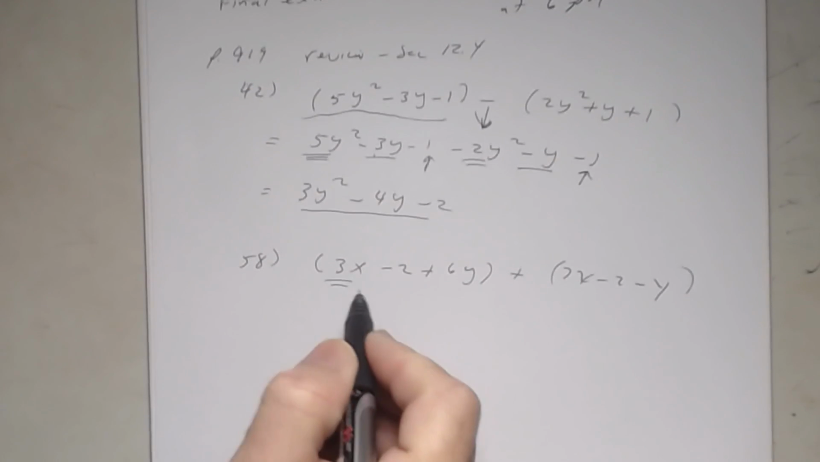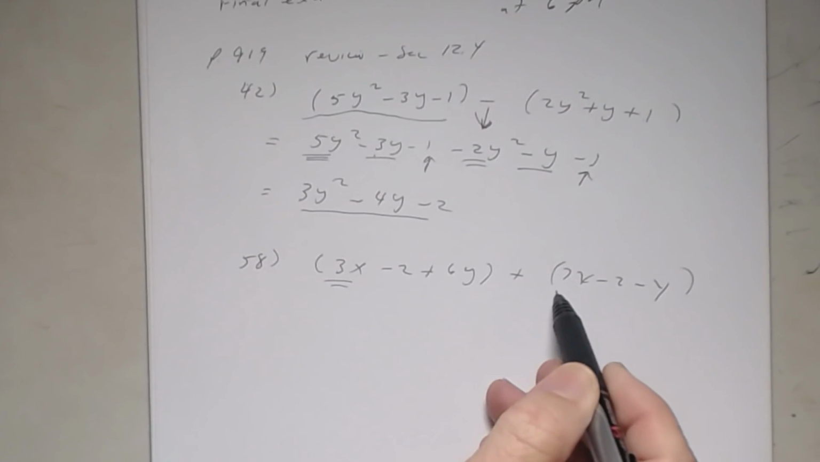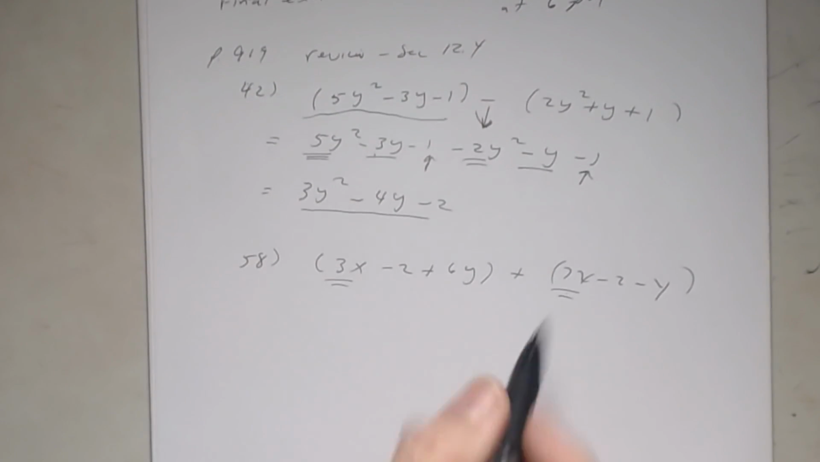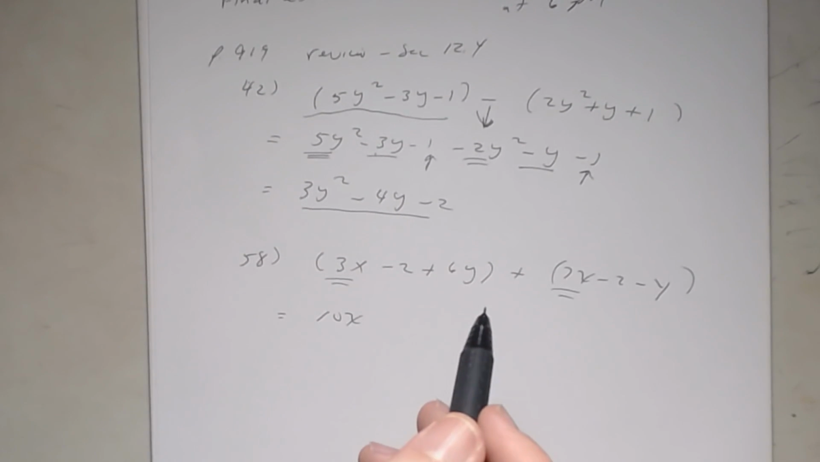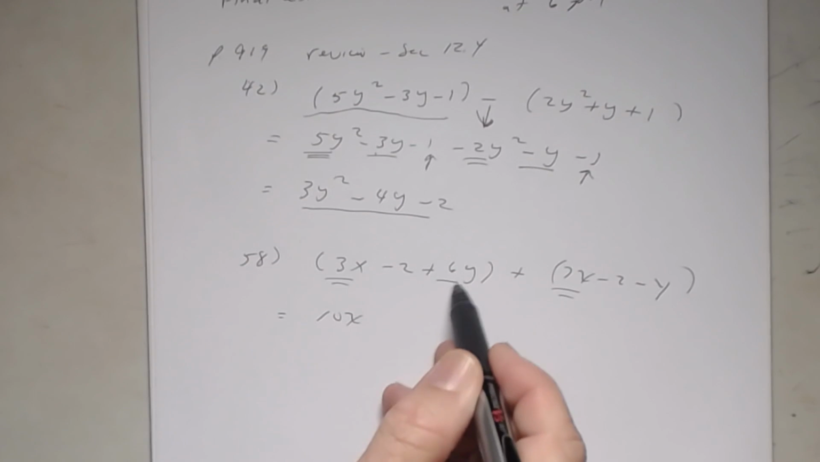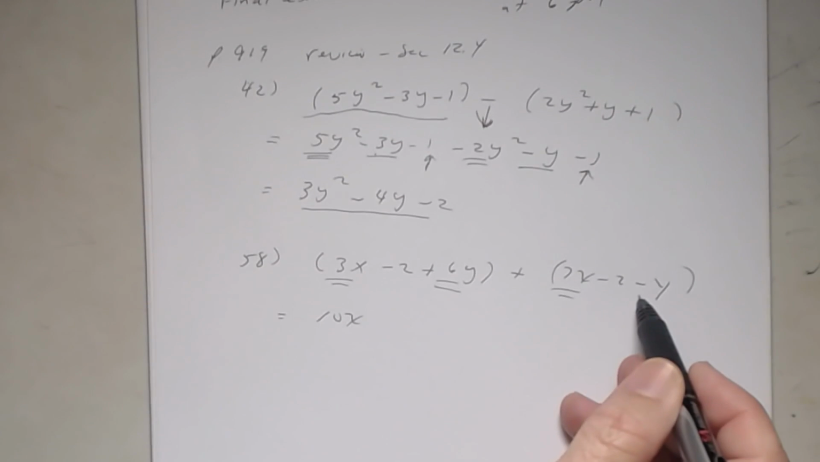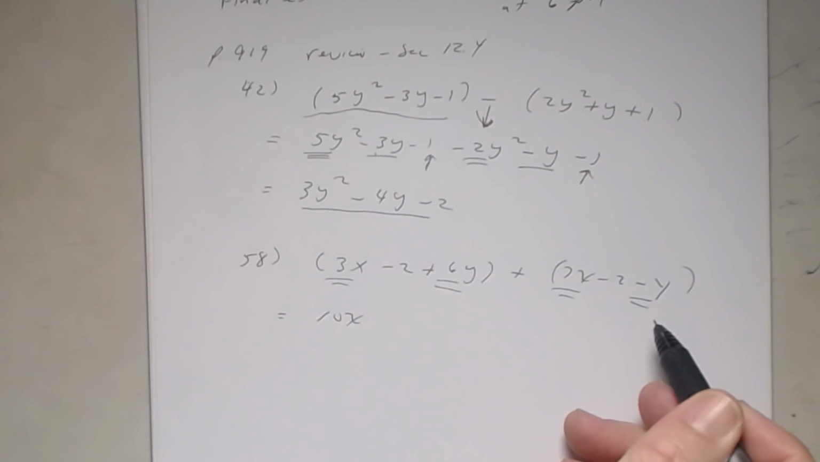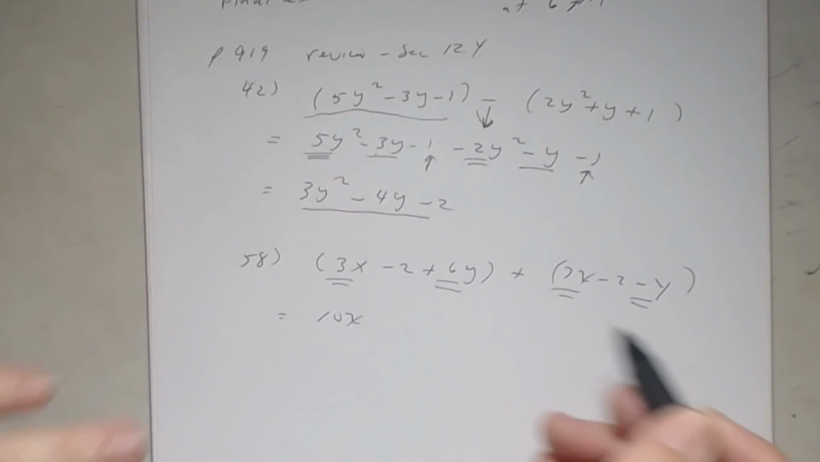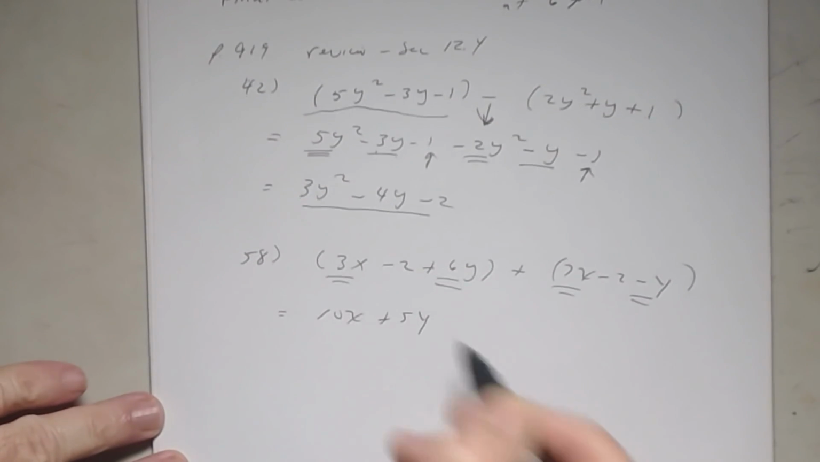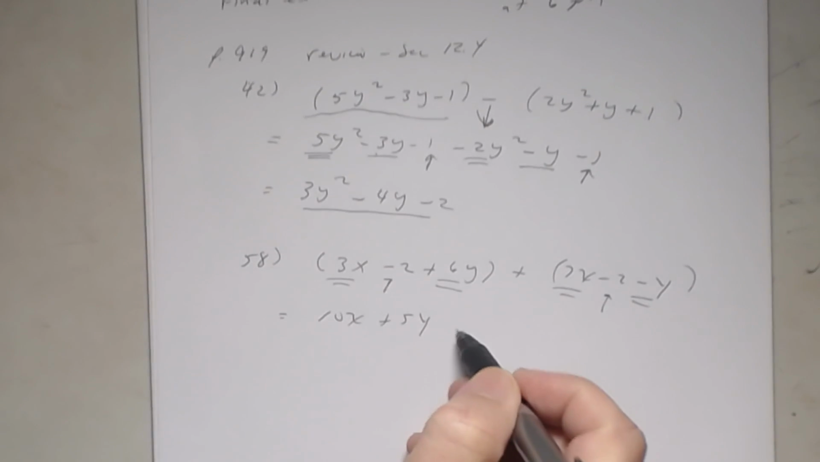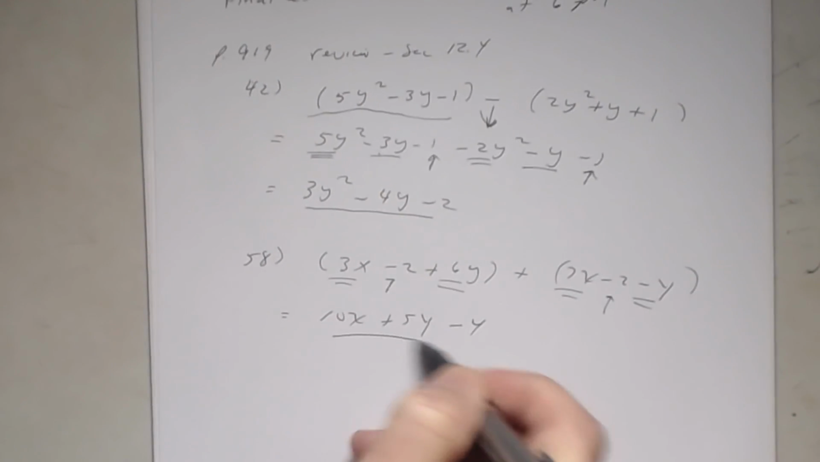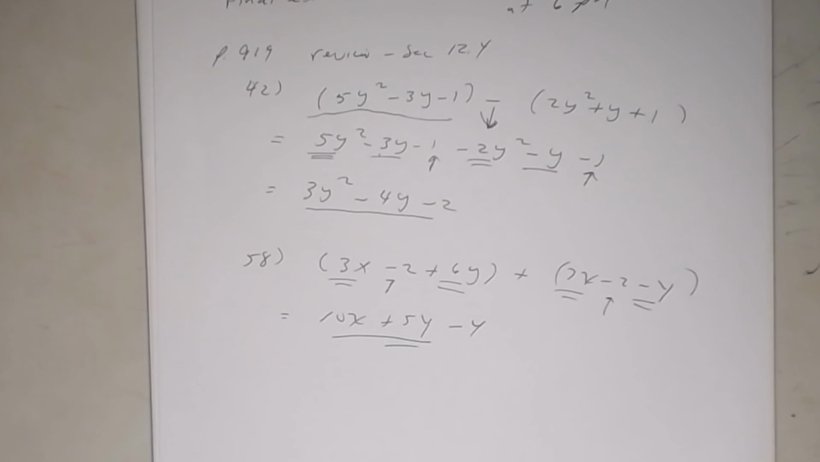So I can combine 3x with what? 7x. So what's 3x plus 7x? 10x. And then let's go to the y next. So a positive 6y and a what? Negative y is a what? 5y. So that's plus 5y, correct? Now let's do the constant. A negative 2 and a negative 2 is a negative 4. Okay? All right. So that's what we talked about.